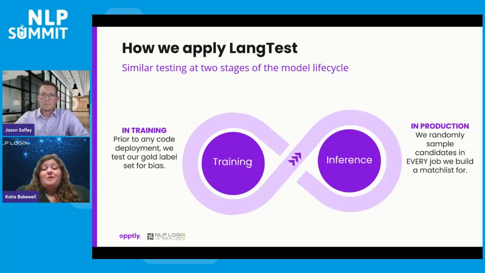But because we're using an off-the-shelf parser, and because the way people write resumes changes over time, if you've seen resumes recently, they don't look like what they did 10 years ago. The way that people format things is a little bit different, and people use different stylistic things. So what we do is randomly sample a candidate in every single job that we build a match list for. So every time we build a match list, we're sampling so that we can test it in inference as well as in training.